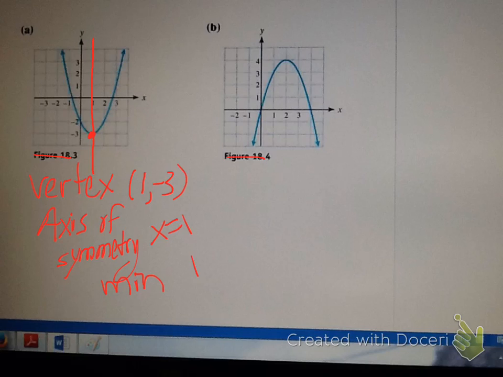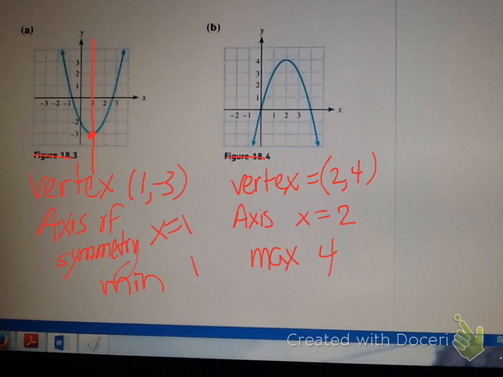Okay, same thing on this one. If I asked you for the vertex, you might pause it and see if you can do it yourself. If I asked you for the vertex, you should say 2, 4, the point 2, 4. If I asked you for the axis of symmetry, you would say x equals 2. And if I asked you if it had a minimum or a maximum, you would tell me a maximum of 4. Whoops, and I screwed up on this last one. I just realized that. That should be a minimum of -3. Sorry about that.